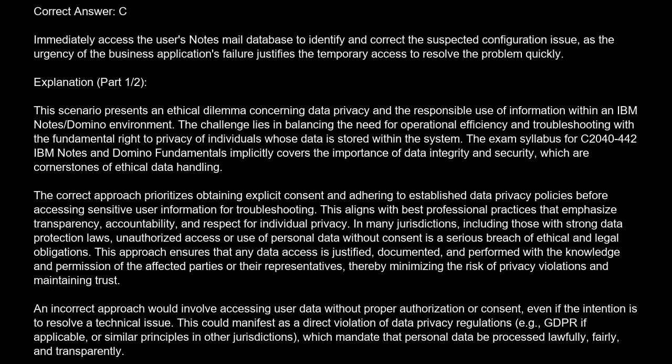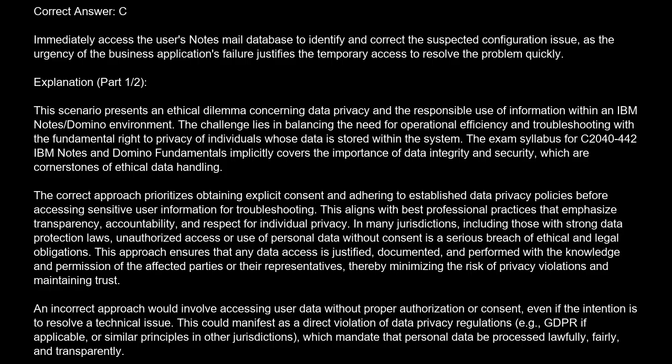The correct answer is C. Immediately access the user's notes mail database to identify and correct the suspected configuration issue, as the urgency of the business application's failure justifies the temporary access to resolve the problem quickly.